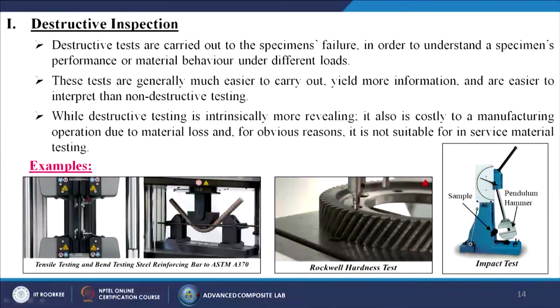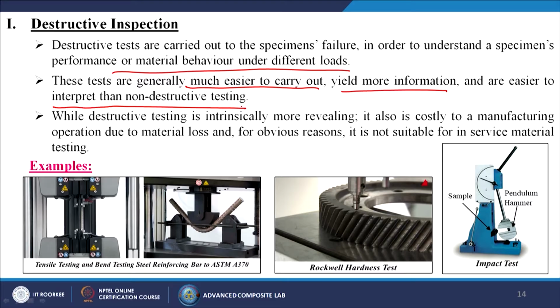What is destructive inspections? As I told, destructive tests are carried out to the specimen's failure in order to understand a specimen's performance or material behavior under different loads. These tests are generally much easier to carry out, yield more information and are easier to interpret than non-destructive testing. While destructive testing is intrinsically more revealing, it is also costly to manufacturing operations due to material loss, because after that we cannot use that particular product or part. For obvious reasons, it is not suitable for in-service material testing.